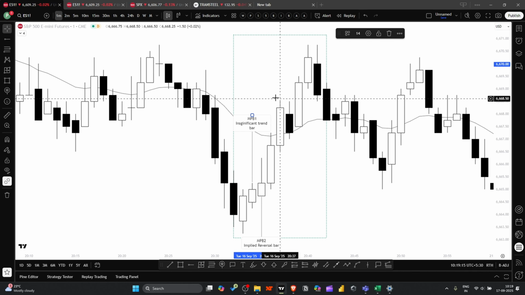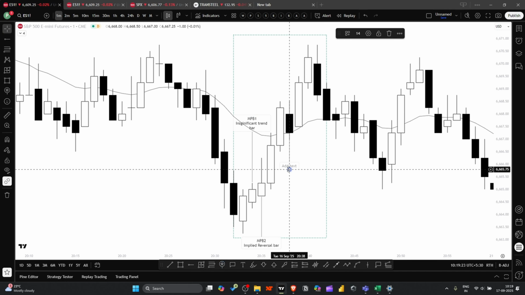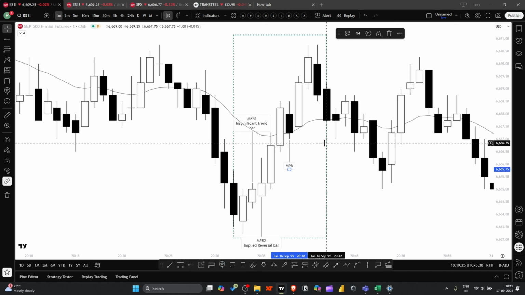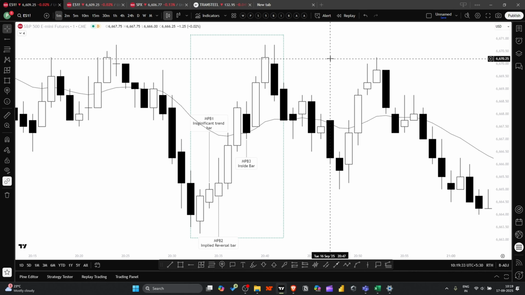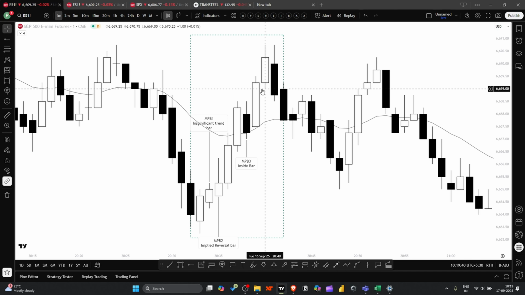This is a trend bar. Now this bar is inside the range of this bar. Inside bar. MPB3. So inside bar and outside bar is also a pause. Outside bar is also a pause, it is already going below the low of the previous candle, no?